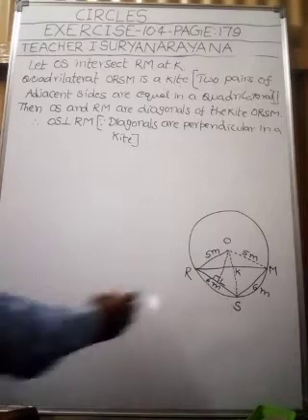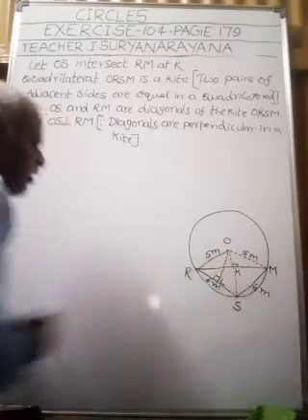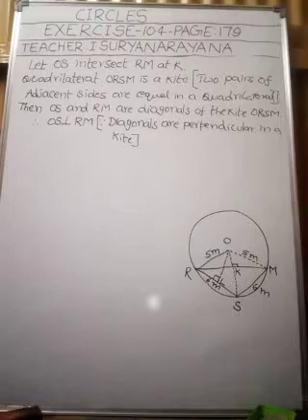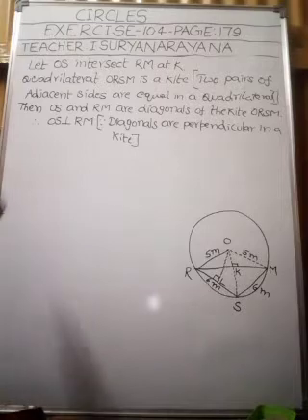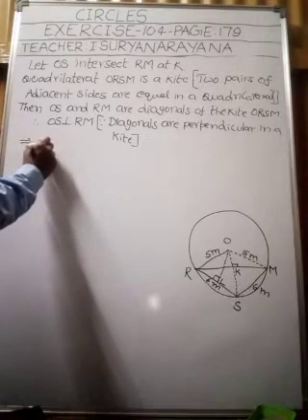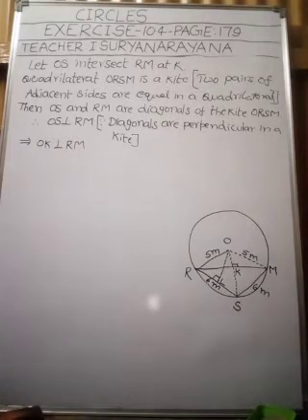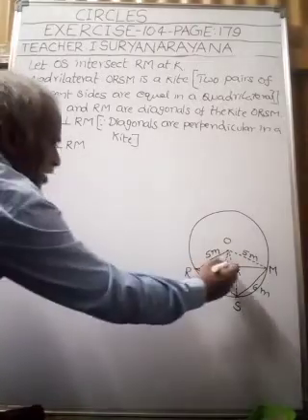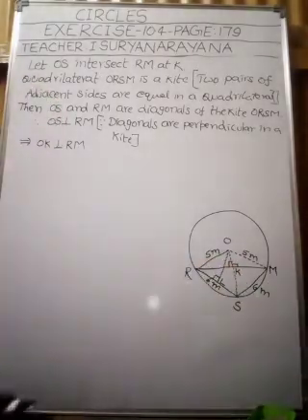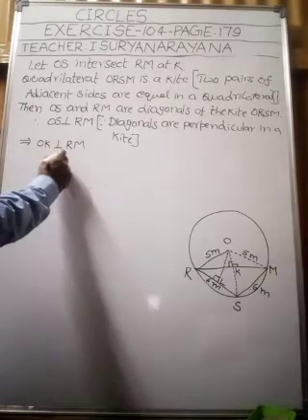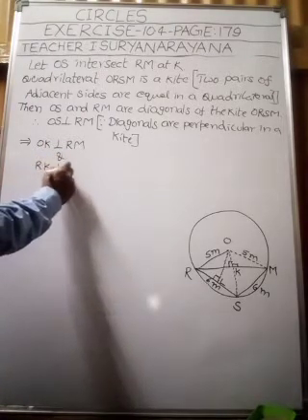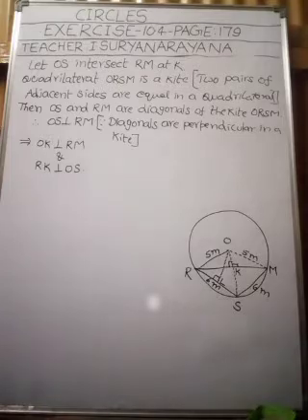Okay, my children. So therefore this is automatically perpendicular. Yes or no, my children? OK is also perpendicular to RM. This implies OK is perpendicular to RM. Yes or no, my children? And RK is perpendicular to OS. Yes or no, my children?